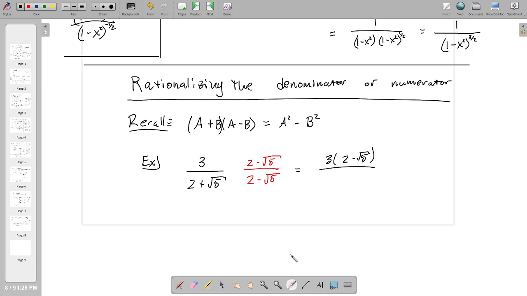But in bottom, because of the difference of squares, these two will multiply to a squared minus b squared, where our a is 2 and our b is square root of 5. So we end up with 2 squared minus the square root of 5 squared, which is equal to 3 times 2 minus root 5 divided by 4 minus 5. Now, to resolve the negative 1, you just change the sign.